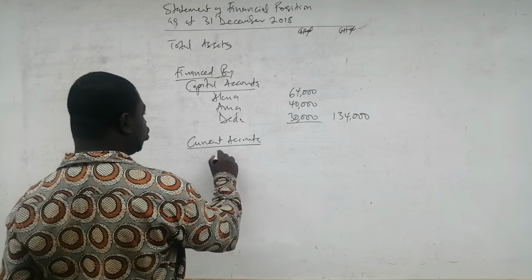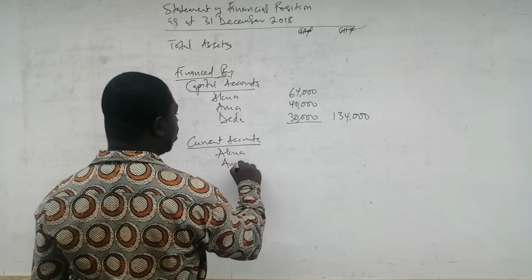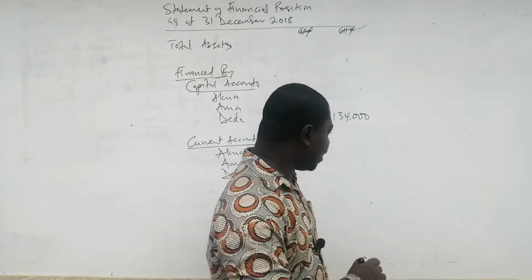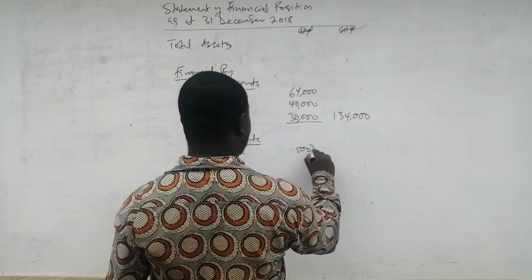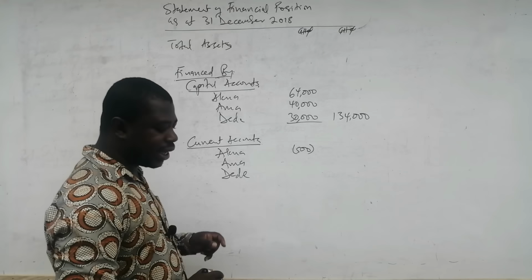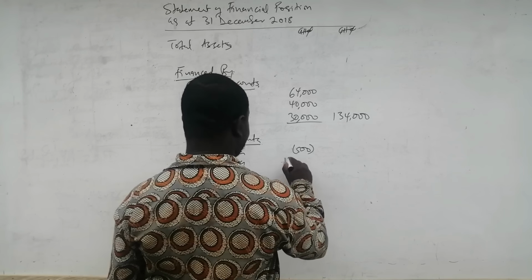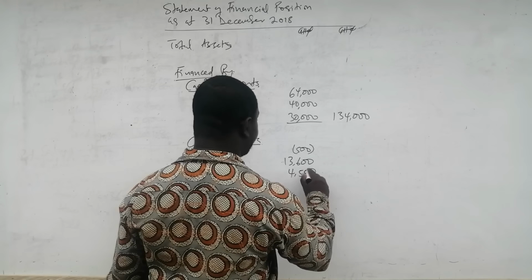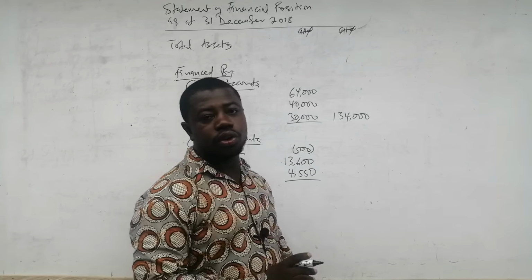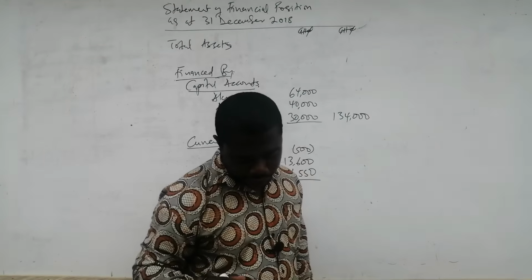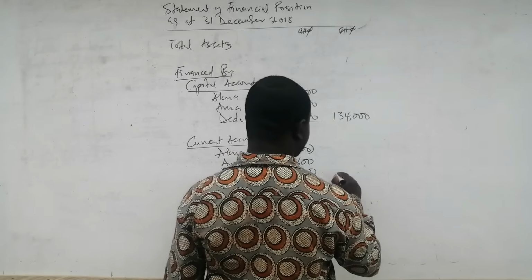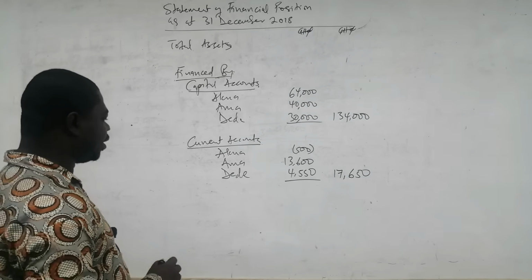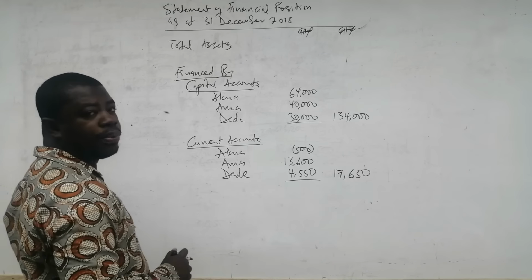And then we'll come to current accounts. Now with the current accounts, we show their balances as well. Equia, Ama, and Dede. Now Equia's current account is a debit balance of 500. And so we'll put that here, but we'll put it in bracket because it is a negative balance. Now Ama's current account showed a credit balance of 13,600, and Dede showed a credit balance of 4,550. So we'll add that up to find our total current account balance, and that is going to give us 17,650.